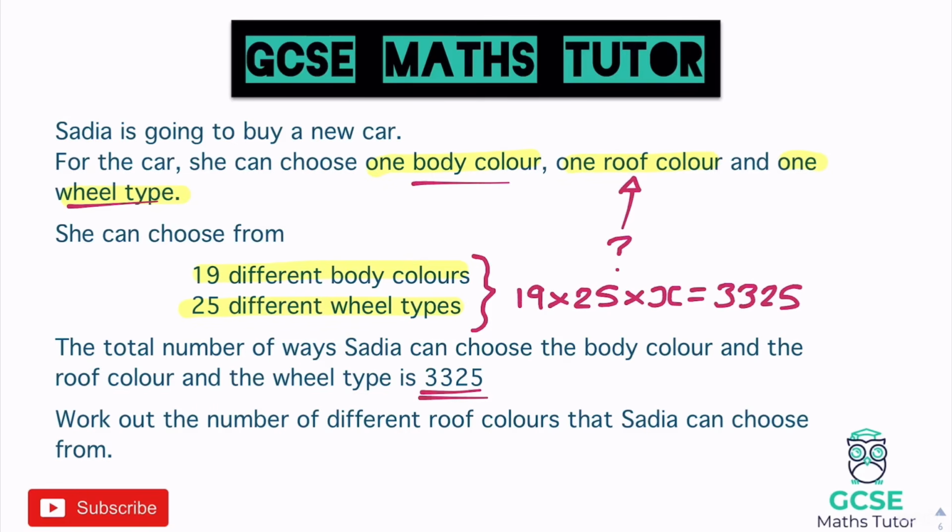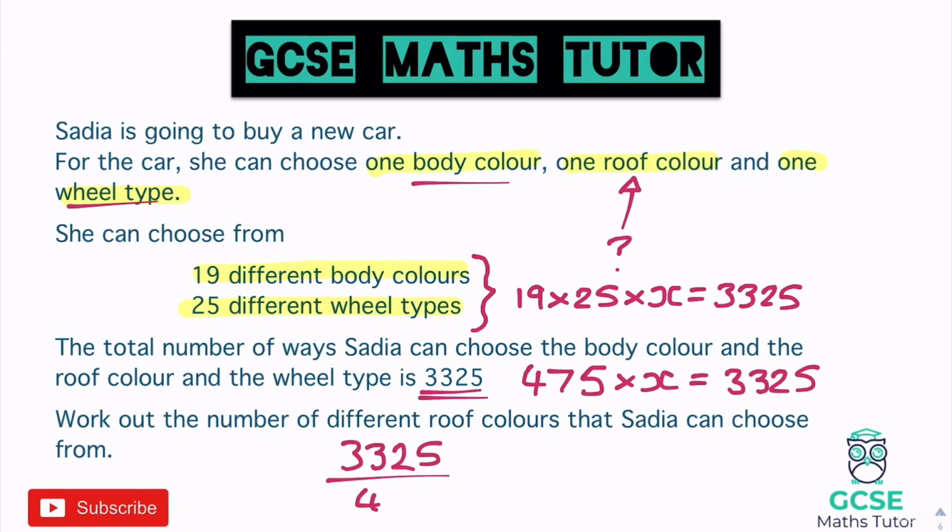If we work out the 19 times 25 to start with, that gives us 475. So let's write this down here. We've got 475 times something is going to equal 3,325. We need to figure out what that is, and we can do it in reverse just like before. We can do 3,325 divided by 475, and it will tell us what that number is. This time we should get a whole number, otherwise we've done something wrong. So 3,325 divided by 475 gives us the answer 7. There we go, so our answer is 7. What was it about roof colours? So we can say 7 roof colours.